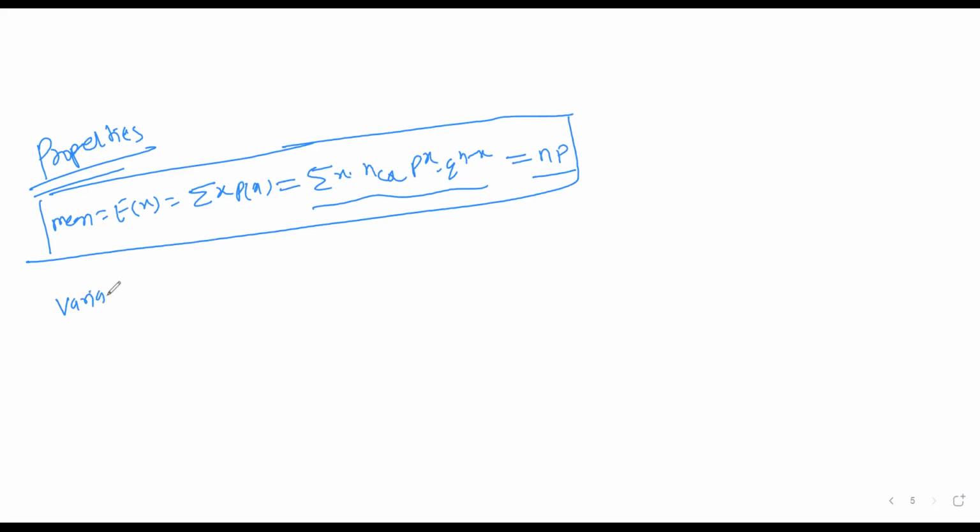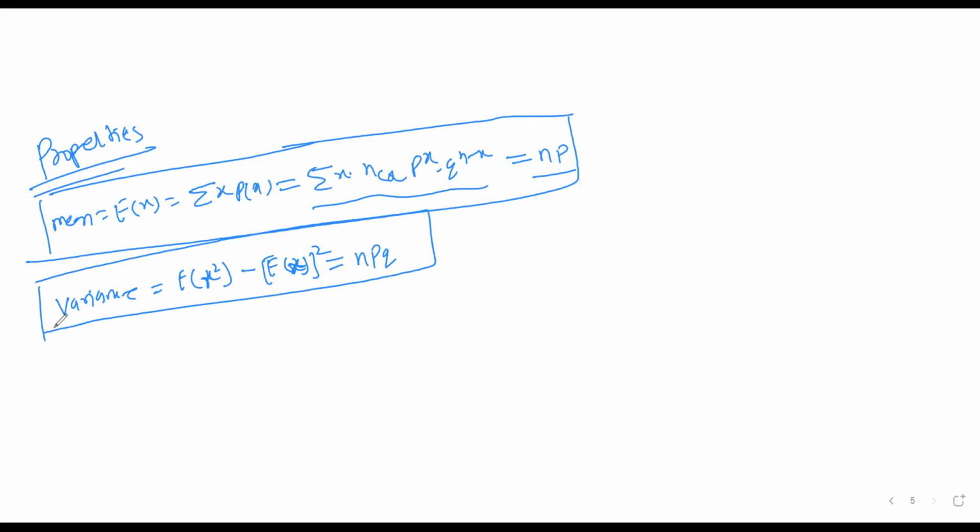Similarly, the variance is given as npq. For the variance formula, we know it is the expectation of x square minus the expectation of x whole square. It's the same here, this is a small x and this is a small x. If you simplify them, you will get npq. This is the variance. And we have a problem based on that.